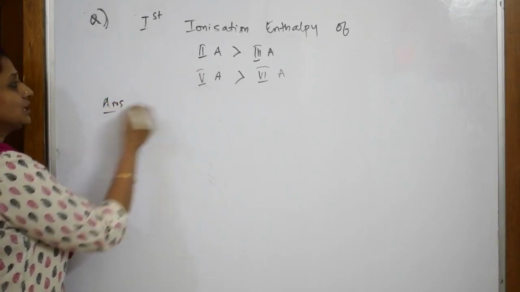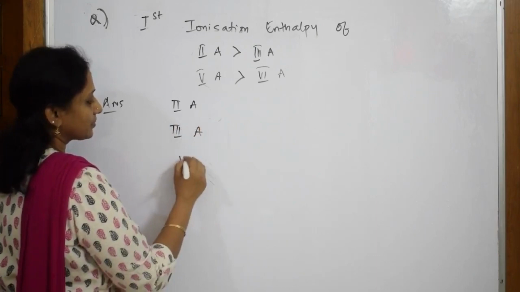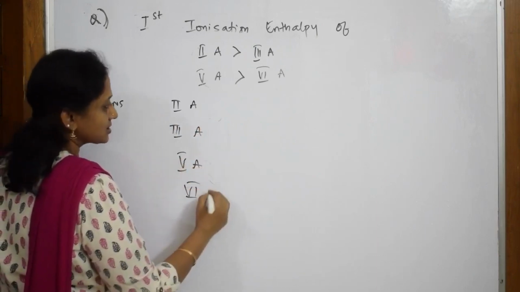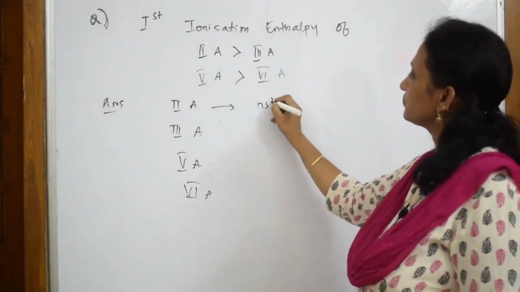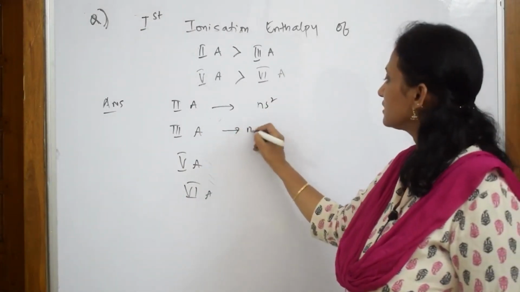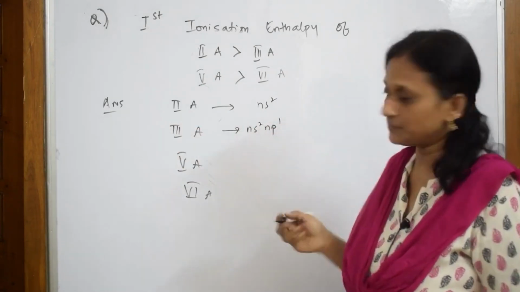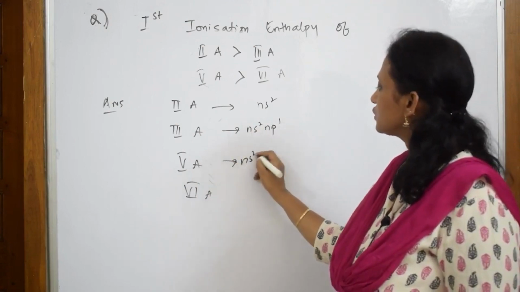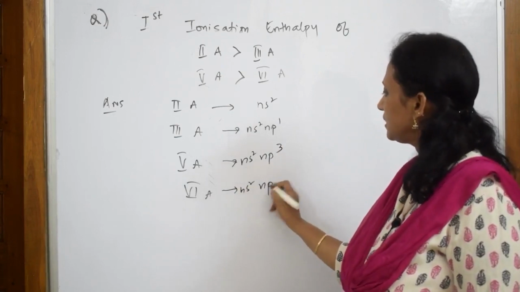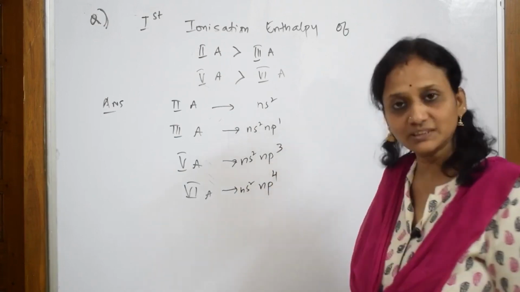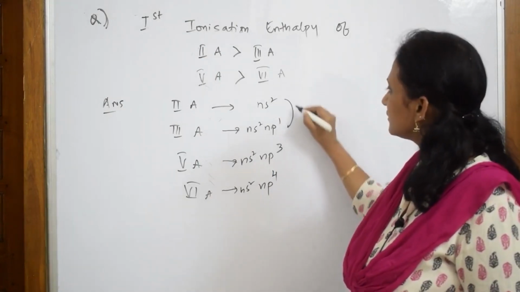When I have to compare, what is 2A basically? Let us write the configuration for 2A, 3A, 5A and 6A. The 2A general configuration is ns2. The 3A configuration is ns2 np1, because 3A means 2 plus 1, 3. The 5A configuration is ns2 np3. The 6A configuration is ns2 np4. Isn't it?